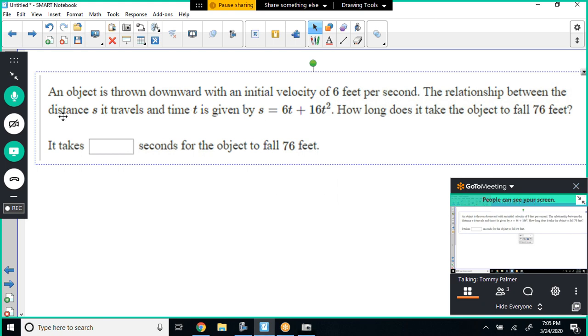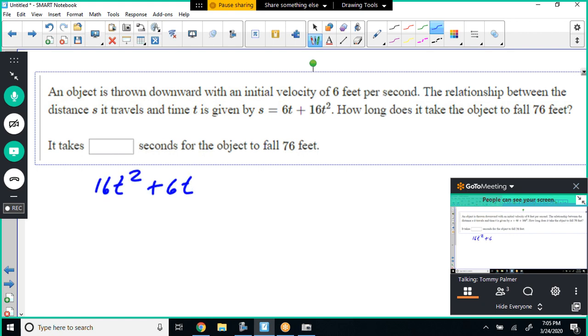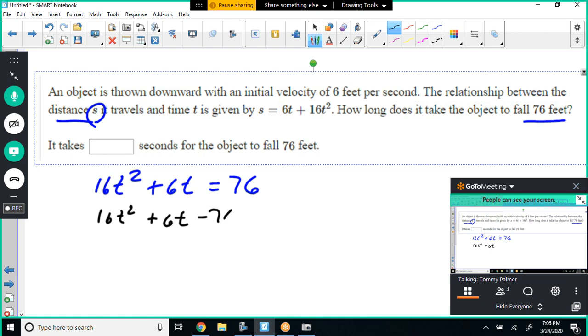It's given by s equals 6t plus 16t squared. So normally I would write it like this: 16t squared plus 6t equals, they want to know how long does it take for it to fall 76 feet. So 76 feet is an output, right? Because they told you distance s, right? And the 76 is a distance because the t is a time. So all you got to do is really just 16t squared plus 6t minus 76 equals 0. By moving it over to the left-hand side, now you have a quadratic.